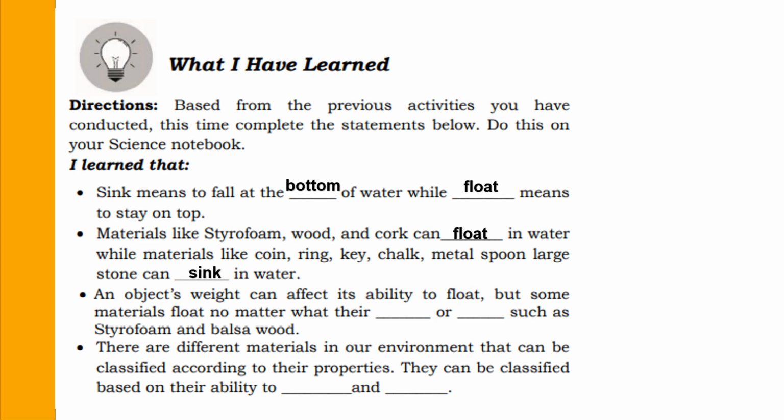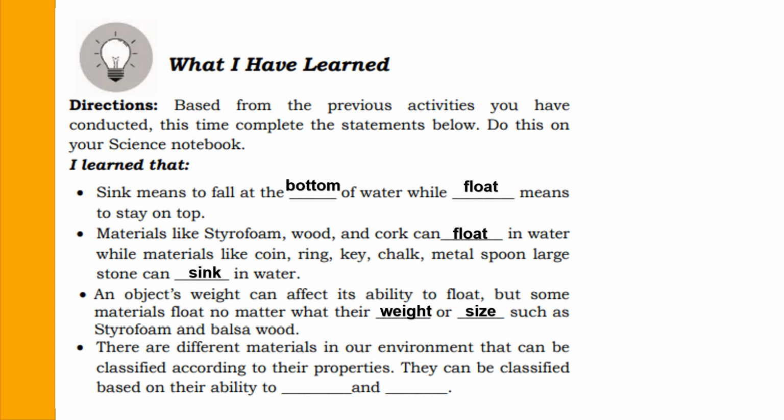An object's weight can affect its ability to float, but some materials float no matter what their blank or blank, such as styrofoam and balsa wood. What is the answer? Very good. An object's weight can affect its ability to float, but some materials float no matter what their weight or size, such as styrofoam and balsa wood.